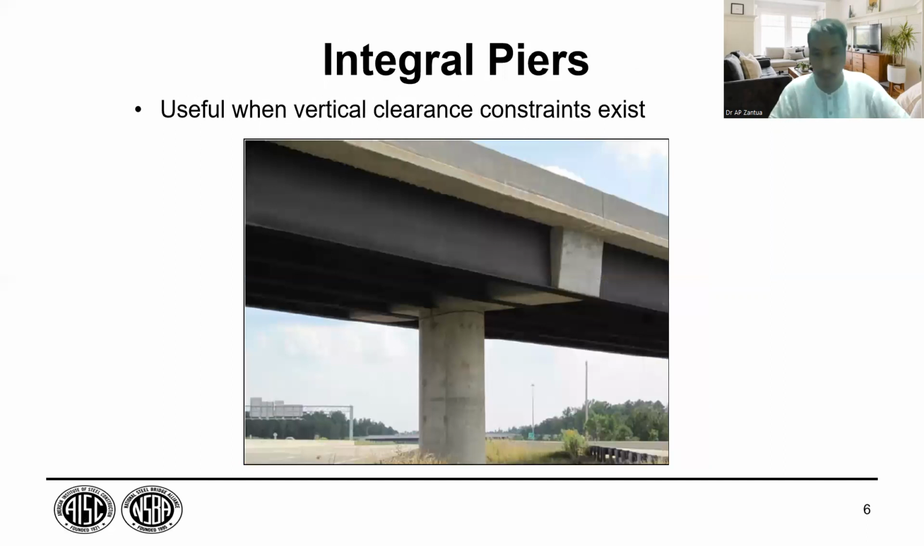Integral piers. This is the type of integral pier. It is integral because the girders are actually integrated into the pier cap. It is useful when vertical clearance constraints exist. So that's why it's called that way. Those are the different types of substructure components.